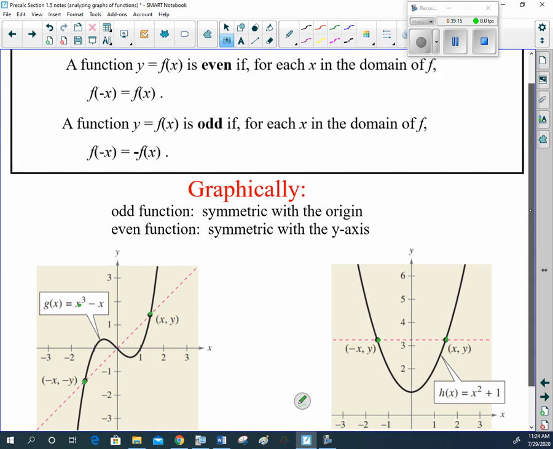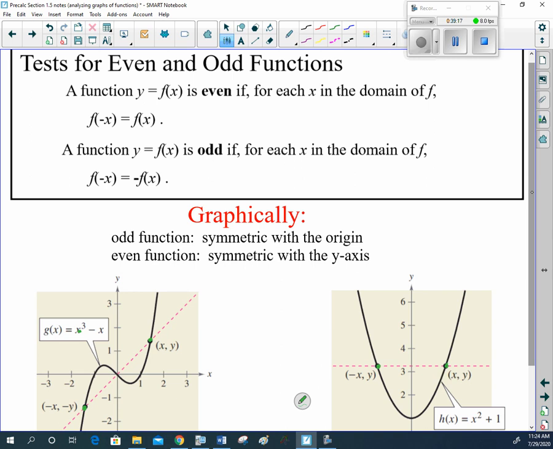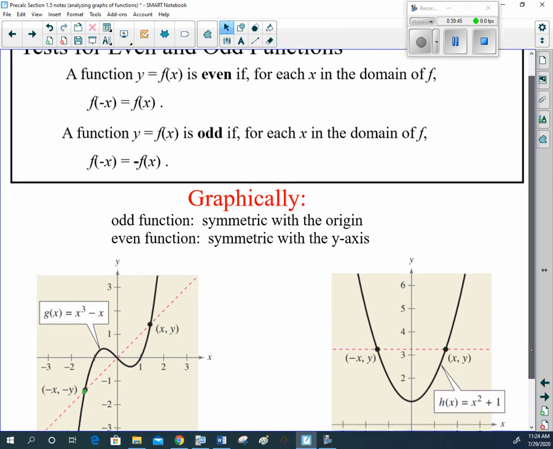The box above it says, if you're going to test if it's even, if you put in the opposite, you should get the original function back. So if I put in a -x for the x, I should get the original function back. And over here, if I put in -x and I get the opposite of the original function, then it's odd. So how does that work? Let me show you algebraically how that works with these two, since we have the equations here.